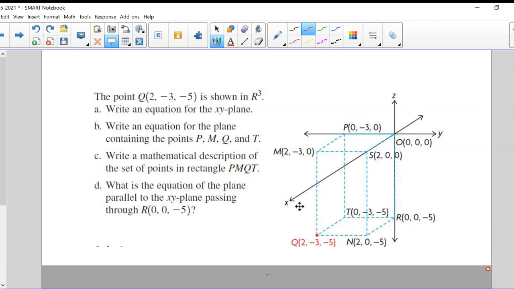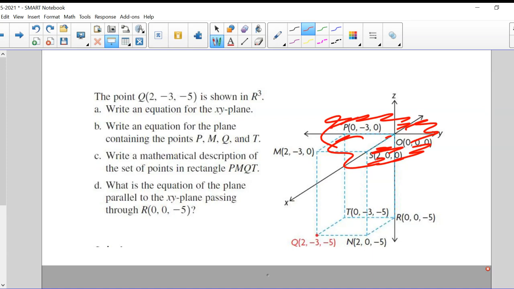The point Q is this point down here, 2, minus 3, minus 5. All right, write an equation for the xy plane. Now, the xy plane, I'm going to remind you, I'm going to try to color it in for you. Folks, this may not work out very well, but I'm going to try to color in the xy plane for you. It's this area right here. This is the xy plane right here, right? Think of it as a flat surface.